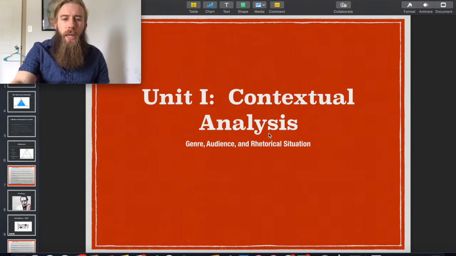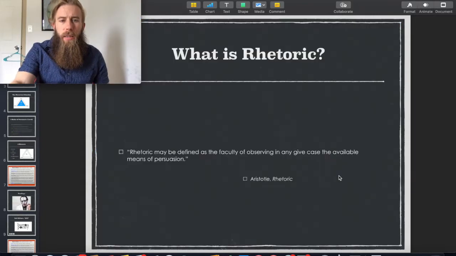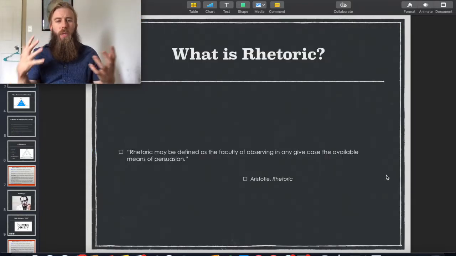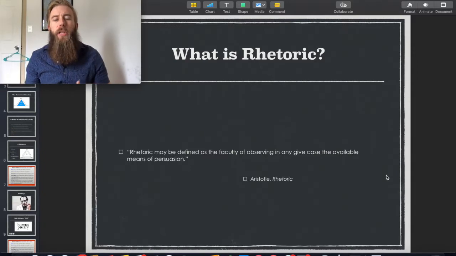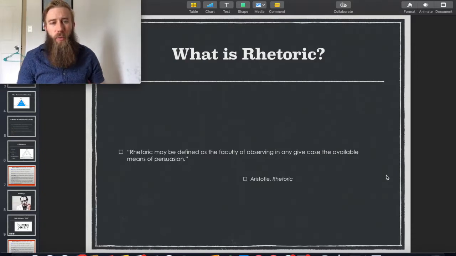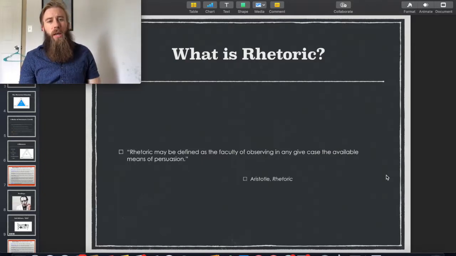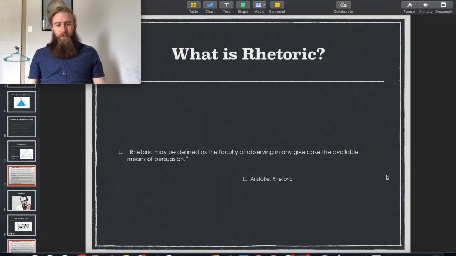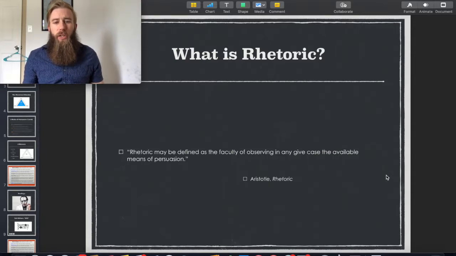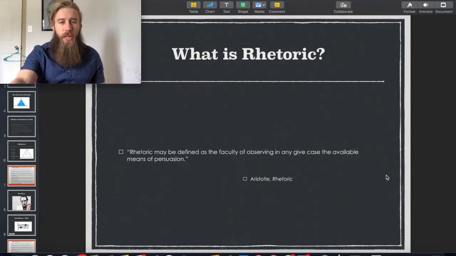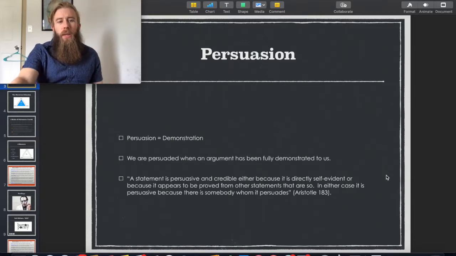But essentially, this is the information. I went over last week what rhetoric is, and it is essentially the available means of persuasion, right? That's the easiest definition. It is any tool or device at your disposal to persuade your audience. Persuasion just essentially means to demonstrate something. So if you've successfully persuaded your audience, you have successfully demonstrated something to your audience.